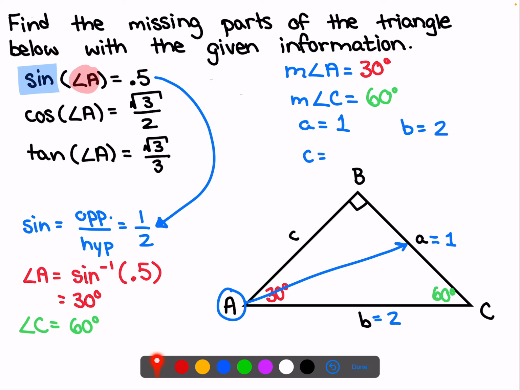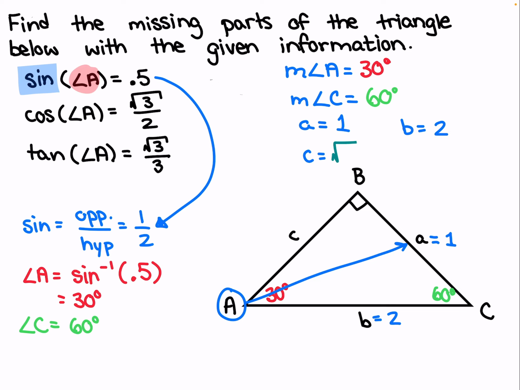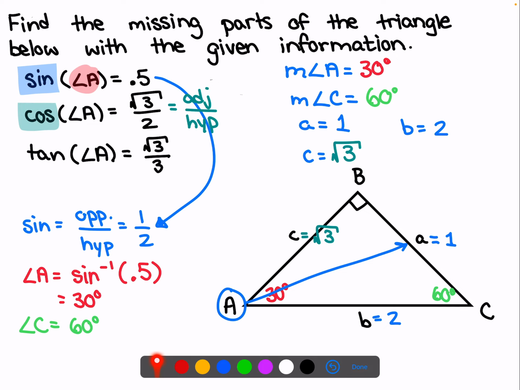The last side that we need is side length C. That's the adjacent side to angle A. So if I focus in on angle A, C is adjacent. Well, which trig function uses adjacent? Cosine. Cosine of angle A is equal to adjacent over hypotenuse. We already know that our hypotenuse B is equal to 2. This shows us that our adjacent side is equal to radical 3. So therefore C is radical 3. That is how we used to do it.